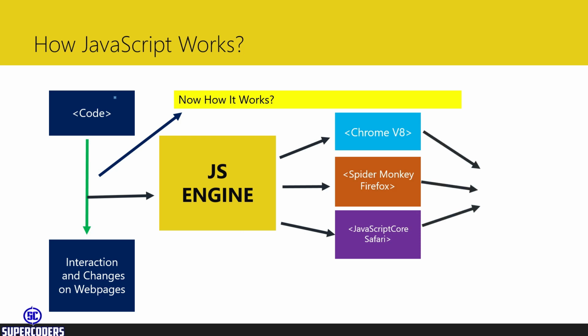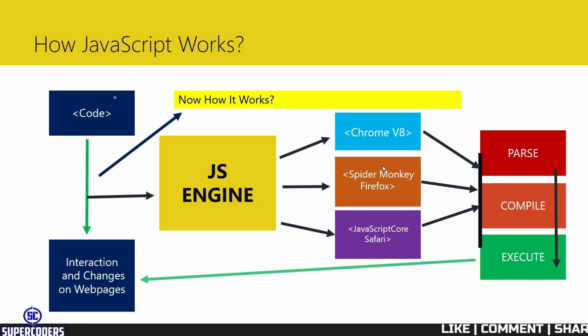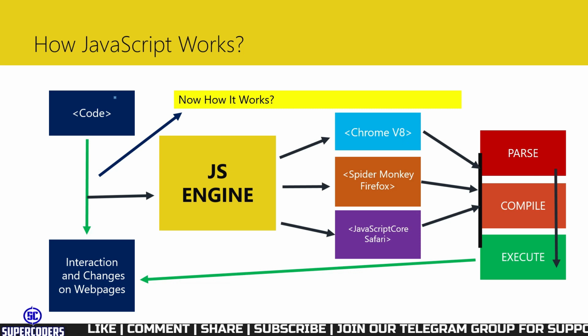Then how does this engine work? The engine first parses the code, then compiles it, then executes our code. These three steps are taken by the compiler, which is built into these JavaScript engines. After execution, it returns data to the browser and shows it. So between this code and the web interaction changes, lots of things happen: JavaScript parses, compiles and executes, and then the data is shown to the user.